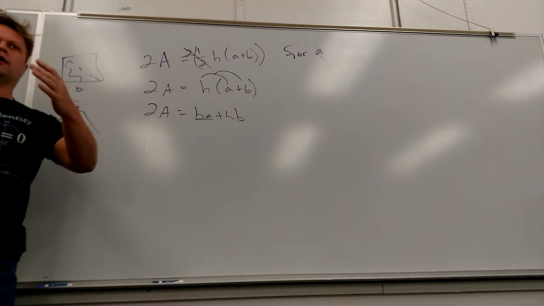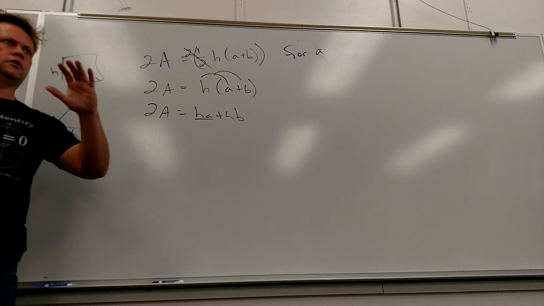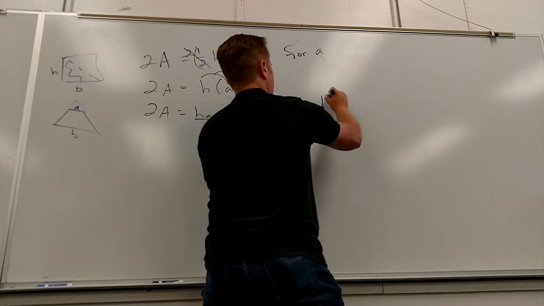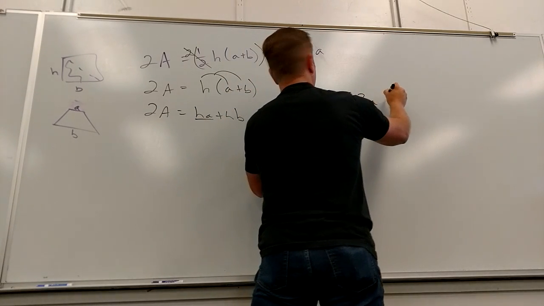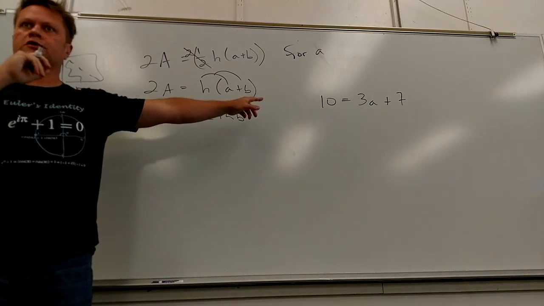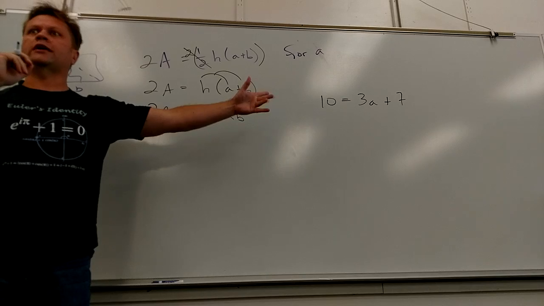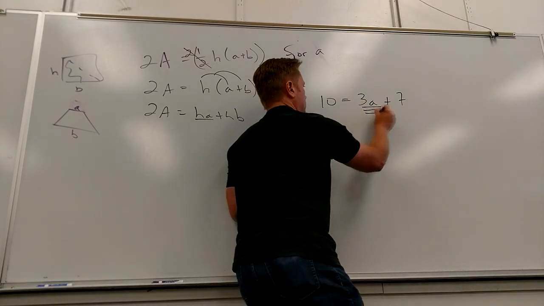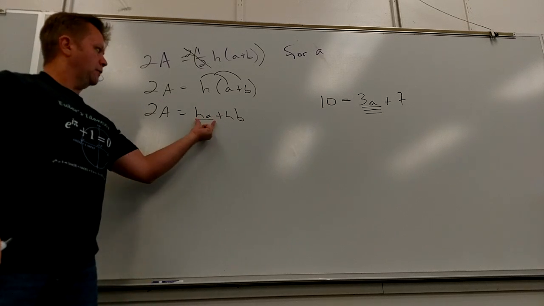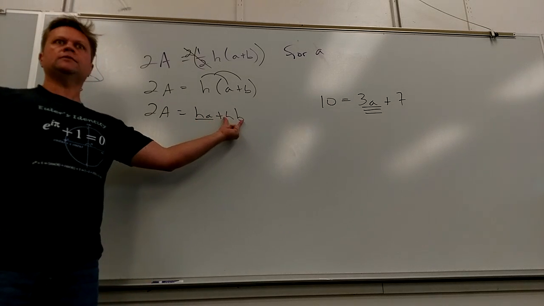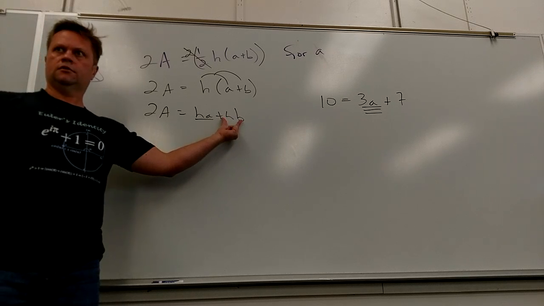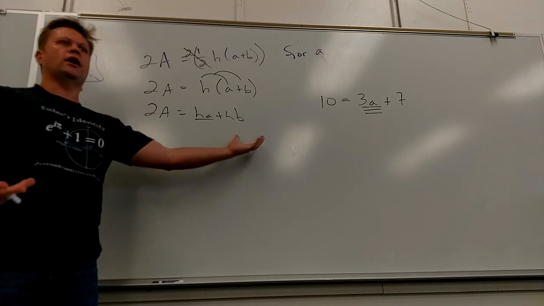So what do I want to get rid of first? If I had, for example, 10 equals 3A plus 7, what would I do first? Subtract the 7 because I want to get the A piece by itself, right? This is what I want you to realize. You want to get the A piece by itself, so I need to get rid of this other piece. Right now it's adding hb, so I want to subtract hb.